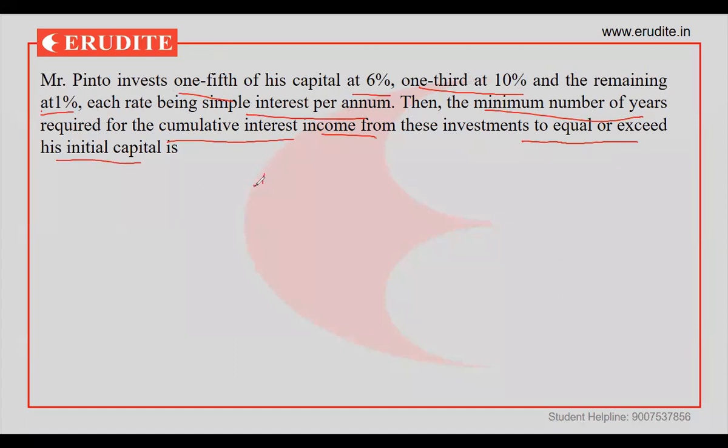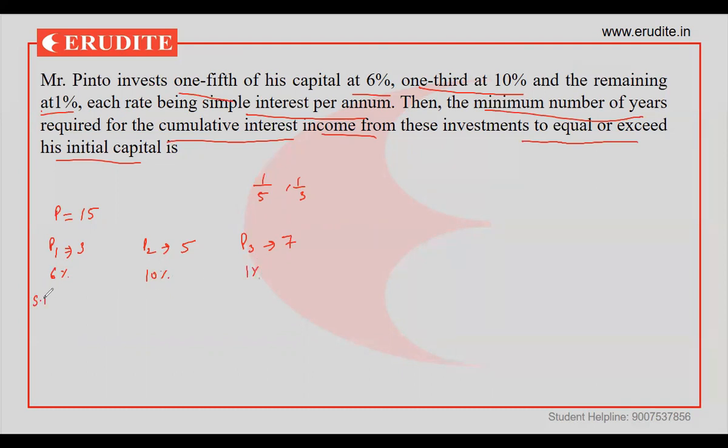So let's say here the ratio is 1/5, 1/3, right? So let's say I'm assuming that the initial capital or principal was 15 rupees, right? Now part 1 is how much? 1/5 of 15 is 3. Part 2 is 1/3, 1/3 of 15 is 5. So part 3 will be how much? 3 plus 5 is 8, so the remaining is 7. Here the interest rate is 6%. Here the interest rate is 10%. And here it is 1%.